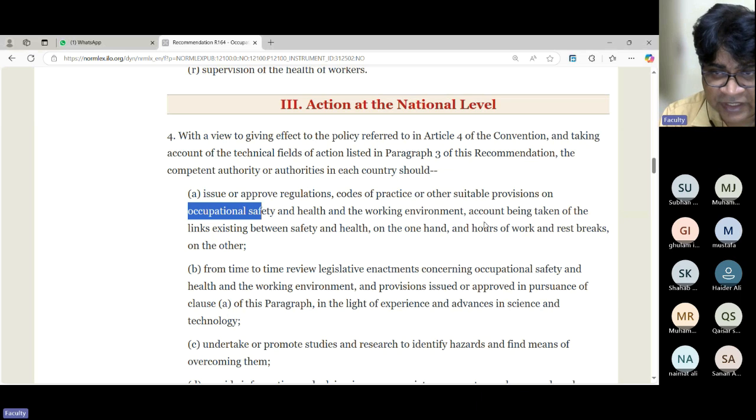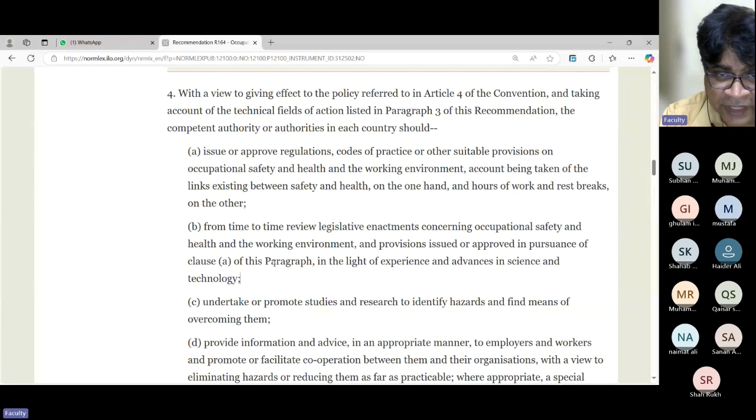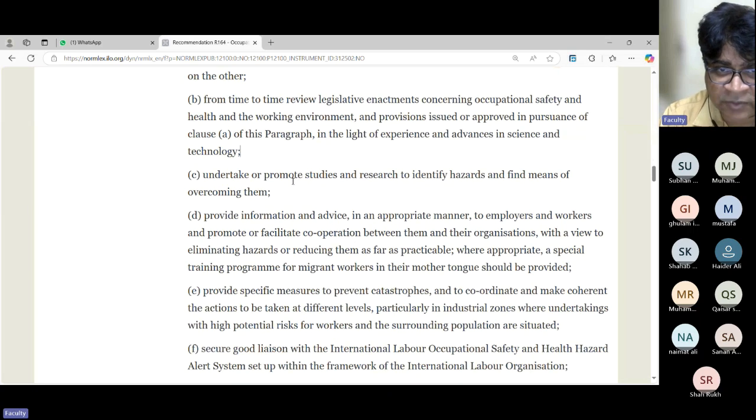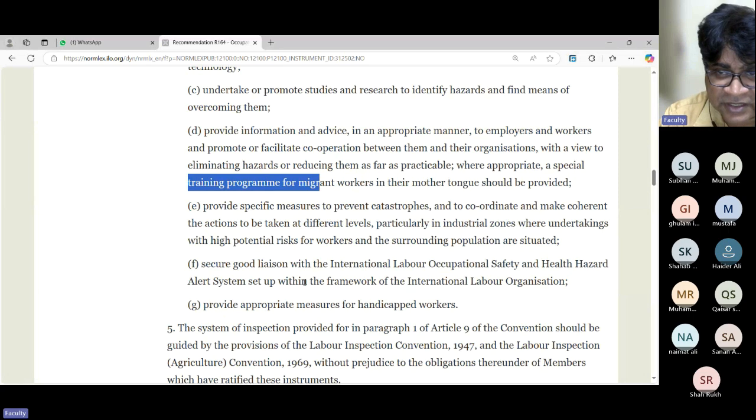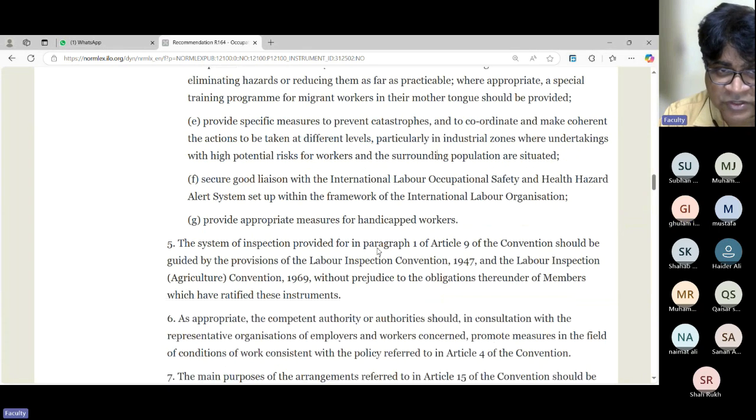health and safety, account being taken of links existing between safety and health on one hand and hours of work and rest breaks, everything. And from time to time, they have to see how these legislative enactments concerning occupational health and safety are issued. Next, undertake and promote studies and research to identify hazards and find means of overcoming them. They have to provide information, cooperation, and wherever appropriate, a special training program for migrant workers. And also they should provide specific measures to prevent disasters and catastrophes in particular industrial zones.